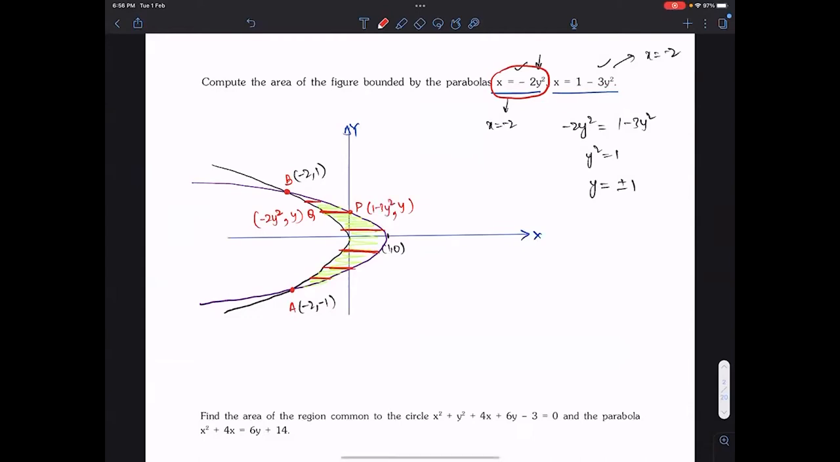Now what is the width of this rectangle? 1 minus 3y square, right side x coordinate, minus left side x coordinate, minus 2y square, correct? This is the width. And what is the height of this rectangle? Dy. Now you need to add all these rectangle areas. From where to where? Y coordinate is changing from -1 to 1. So if you integrate from -1 to 1, this will be 1 minus y square dy. You will get your answer. Okay, simple integration only.